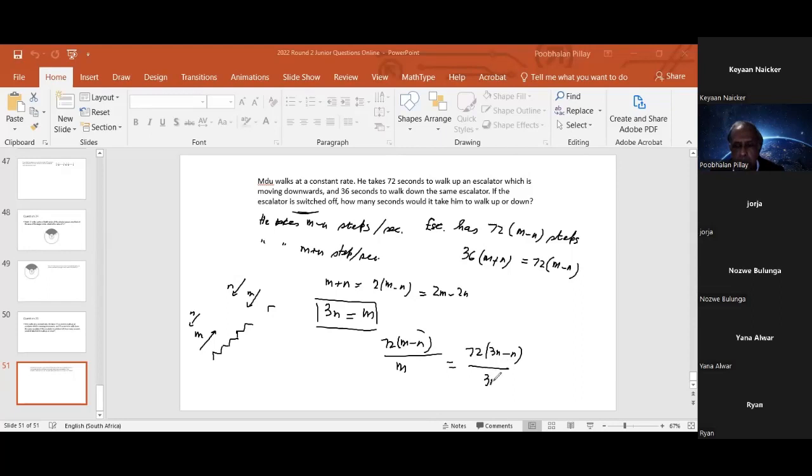M is 3n. So I can substitute m equals 3n here. And very nicely you have 72 times 2n, which is 144n, and you've got 3n at the bottom. The n's cancel. 3 goes into 144, 48. So the answer is 48 seconds.